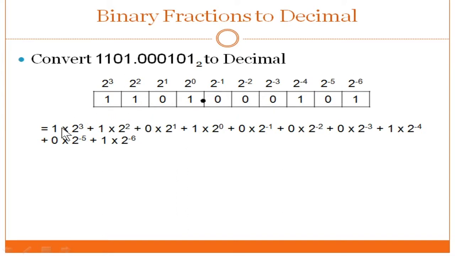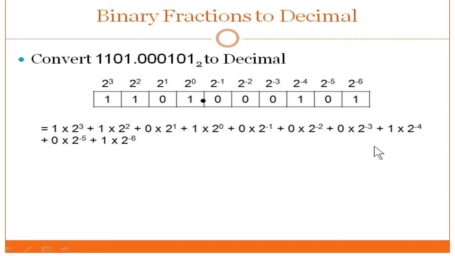So just write it as it is here, 1 into 2 to the power 3 plus 1 into 2 to the power 2 plus 0 into 2 to the power 1 plus 1 into 2 to the power 0. So that is the integer part, plus add the remaining again. So 0 into 2 to the power minus 1 plus 0 into 2 to the power minus 2 plus 0 into 2 to the power minus 3 plus 1 into 2 to the power minus 4 plus 0 into 2 to the power minus 5 plus 1 into 2 to the power minus 6. So this as it is just right below, multiply with the weightages.